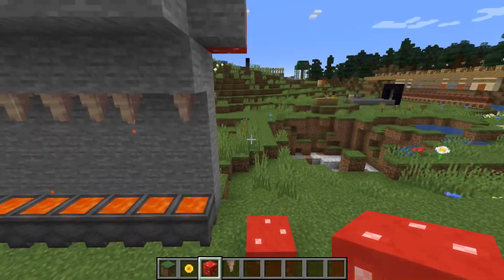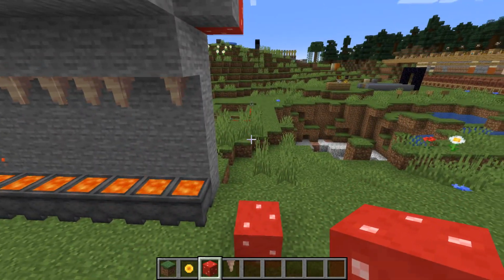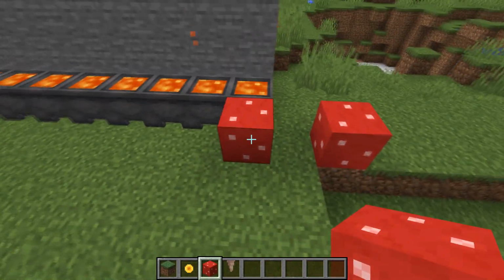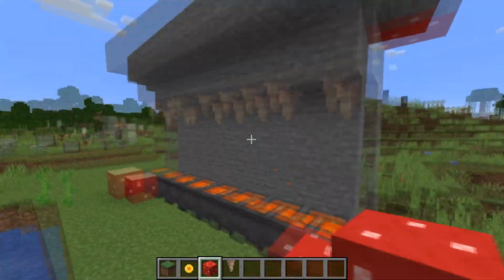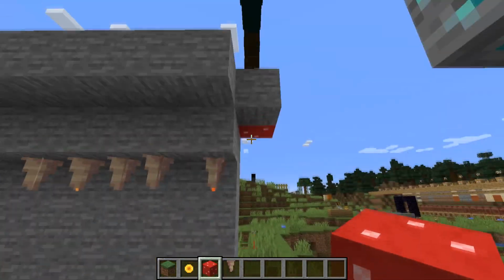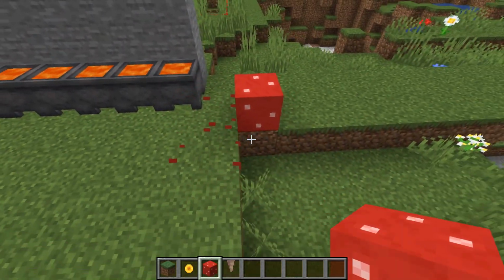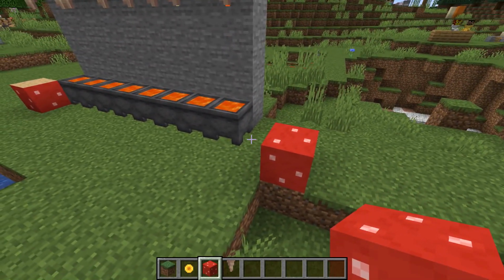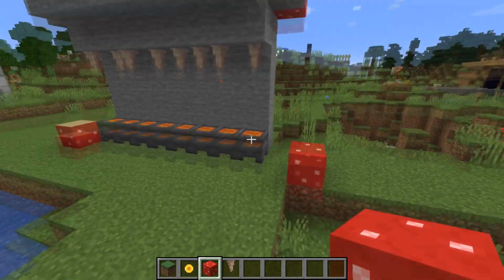So they can't overlap the regions. So I can't place the block over here because it would interfere with this. Similarly, I don't think I can place it here because I think it would also mess with it as well. So bear that in mind when you're doing the clone command itself.